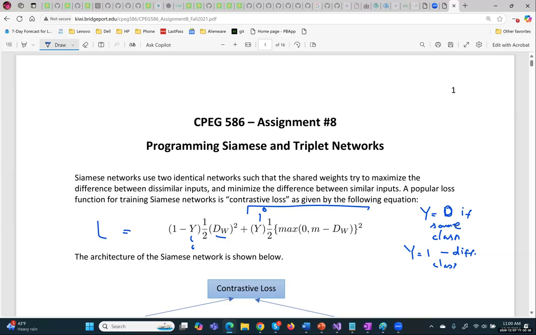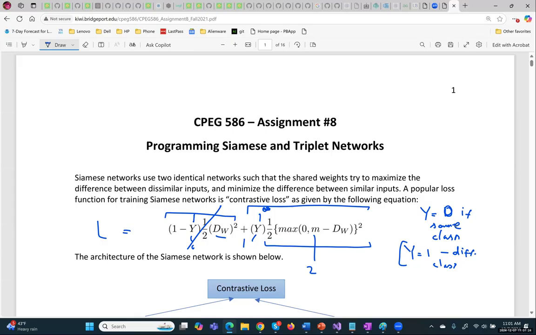What about we take the opposite case? We are feeding two inputs which belong to different categories, right? So then Y will become 1. So then what will happen to this term? 1 minus 1 is 0. So this zeroes out, right? Now we are focusing on the second term. In the second term, Y is 1. So what are we trying to reduce now? We are trying to reduce m minus dw square. Okay, m is a fixed number, for example, 2.